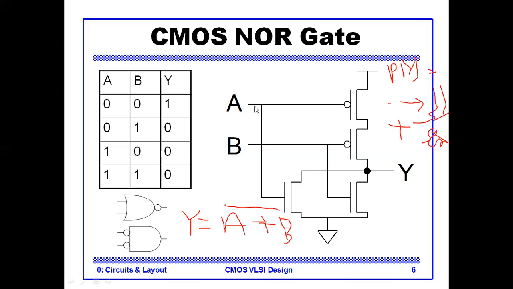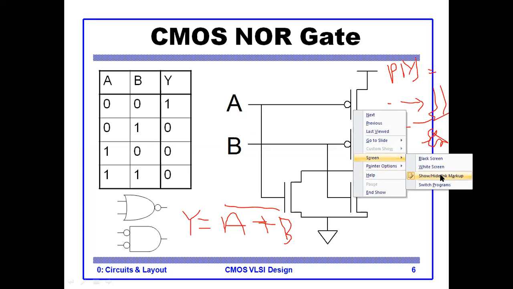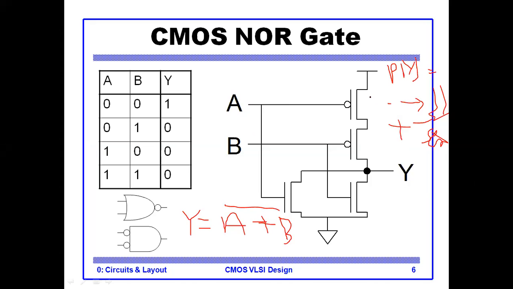For A is 0, so this transistor is now on. This transistor is on. And for B, apply the 1, so this transistor is off. And now here, this is 0 and 1. For 0, this transistor is off, and this is 1 to this transistor, so it will be on. And these are in series.